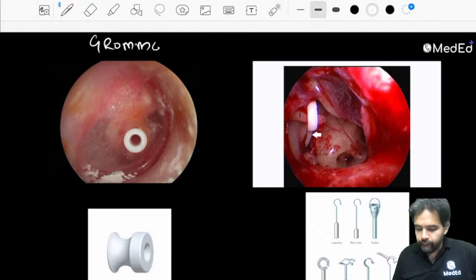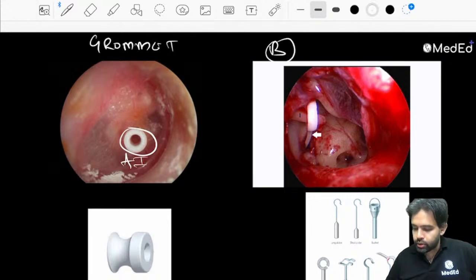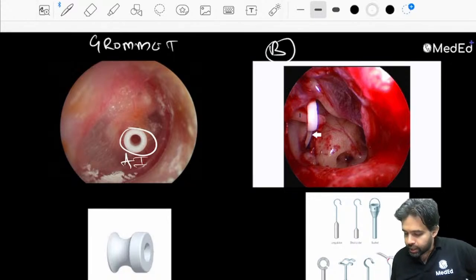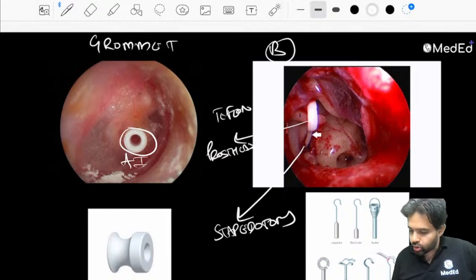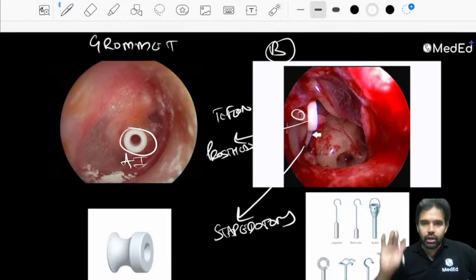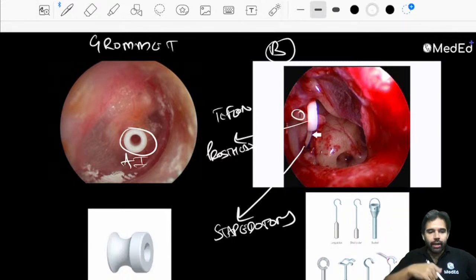As you can see, this is in the antero-inferior quadrant. And what you can see in image B is what the prosthesis for otosclerosis looks like. Okay. So there has been a stapedotomy done. And then there is this titanium Teflon prosthesis that has been put, that is hooked along the incus. So it is hooked along the incus and it is going into this.